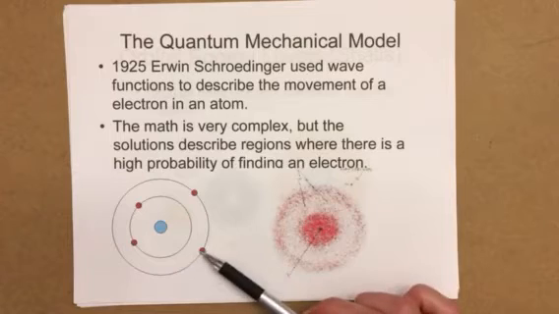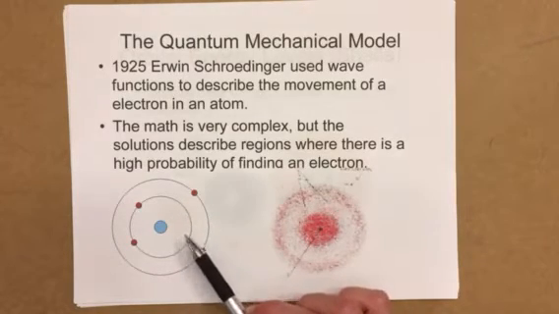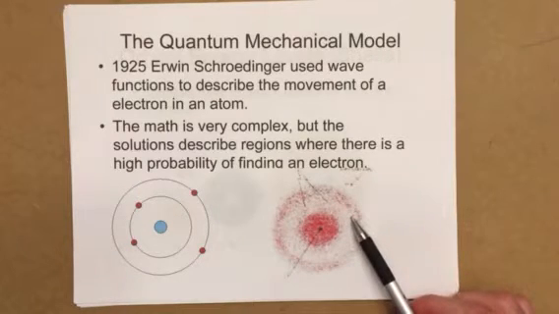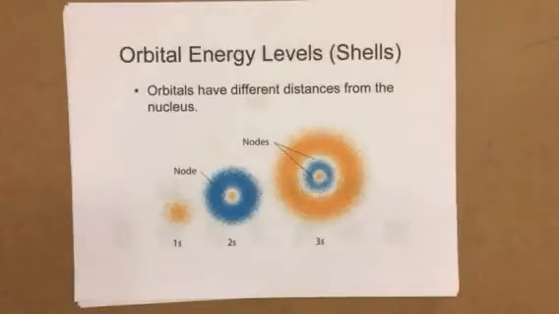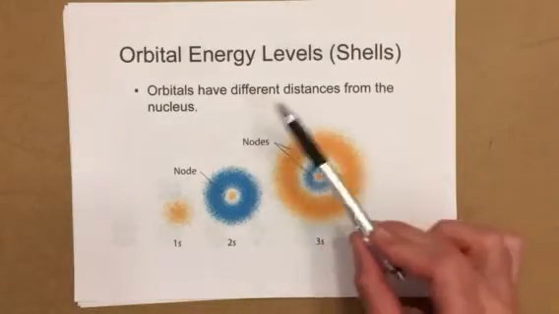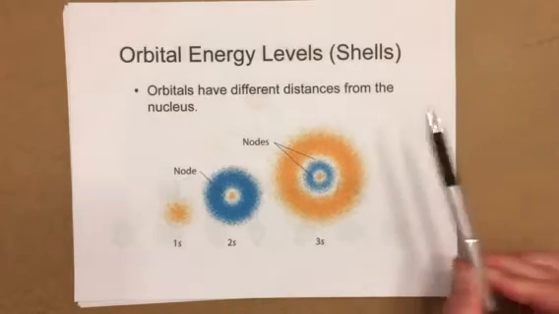So instead of knowing exact locations of the electrons, we have a region of space where it's likely to find one. In Bohr's model, we call these orbits, and in the quantum mechanical model, we call them orbitals. The orbitals have different energy levels, which we sometimes call shells.